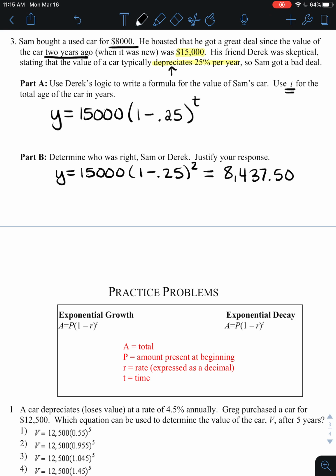So now we have to think about this. If Sam bought the car for $8,000, but it's really worth $8,437.50, that means Sam was right. He got a good deal. And it says to justify, so I'm just going to say, well, $8,000 is less money than $8,437.50. So Sam got the good deal. He saved about $437.50.